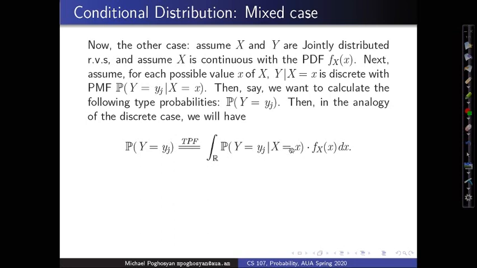For each value of x, I'm considering the probability that y is equal to yj, given that x is equal, and I'm multiplying by f of x, that probability, in some sense, the probability that that can happen. This is not rigorous, and I'm adding, that is, I'm integrating over R.